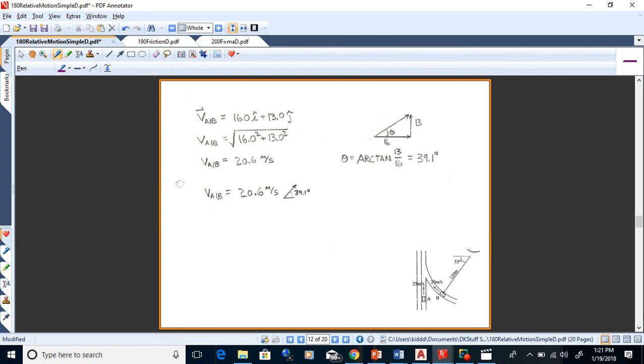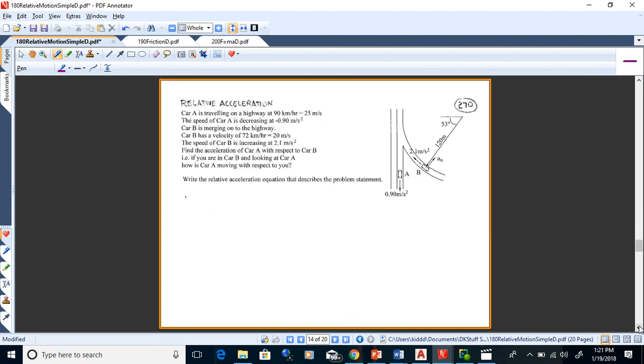All right, let's take this another step and get into some acceleration. Car B is doing what a lot of people do when they merge: they're just stepping on the gas. So they're accelerating down along the ramp, 2.1 meters per second squared. The speed of car B is increasing. And car A is looking at car B and not quite sure what to do, so car A is slowing down, with a negative acceleration south at 0.9.